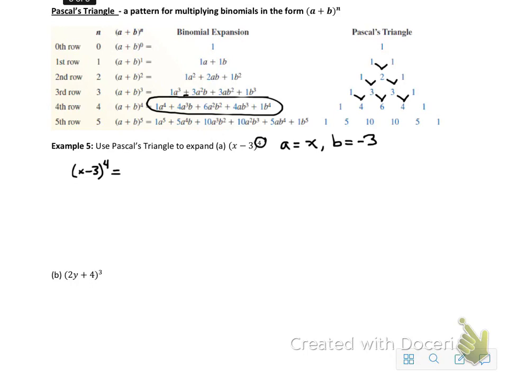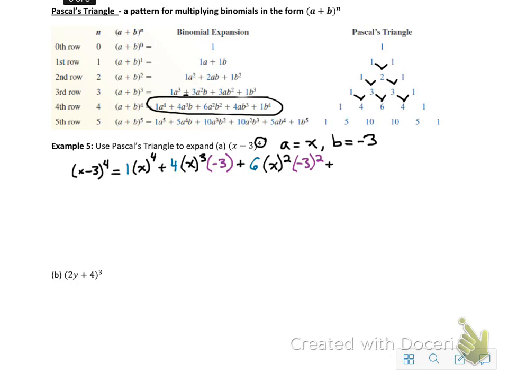So we have the 1, right? And then we have a cubed. Well, a is x, so we have x cubed. Then we have a 4. I'm sorry, that's not a 3, that's a 4. I was looking at the wrong one, which is what you shouldn't do. So we have x cubed, and then our b, which was the -3. Then we have a 6, and our a squared, so we have x squared, and b squared, so we have -3 squared.